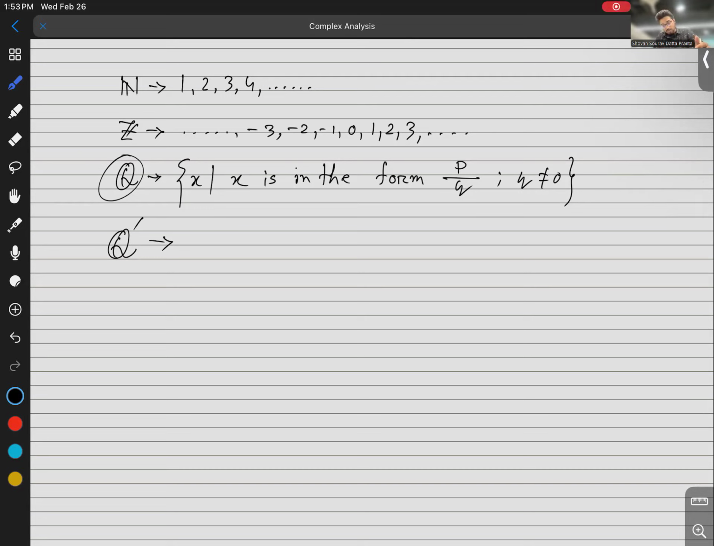This is called the set of all irrational numbers. Irrational numbers are those numbers which we cannot represent as the ratio of two integer numbers, let's say p and q. So not in the form p by q, where q is not equal to 0.